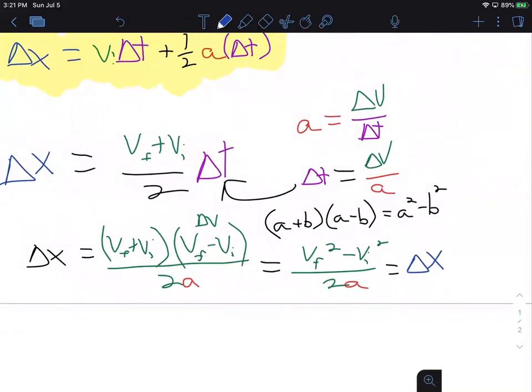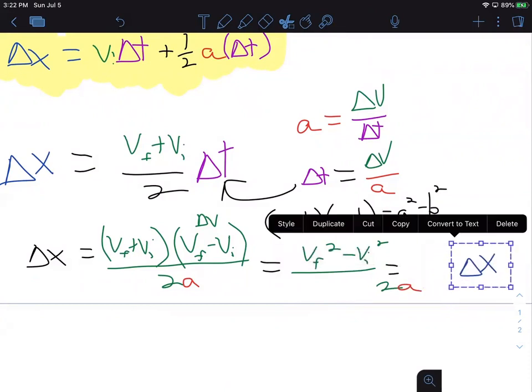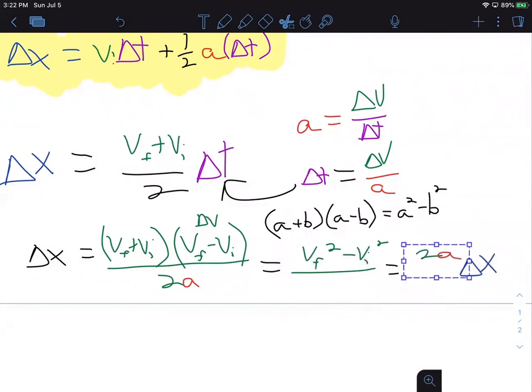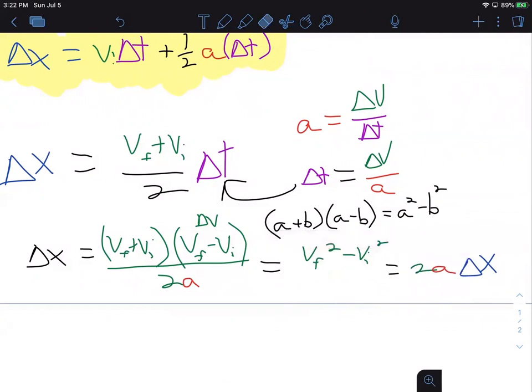A lot of the time, this is not written this way. We don't like having things in the denominator. So we'll move the 2A over to the other side. So a little bit more room there. That way we don't have to have this division going on here.